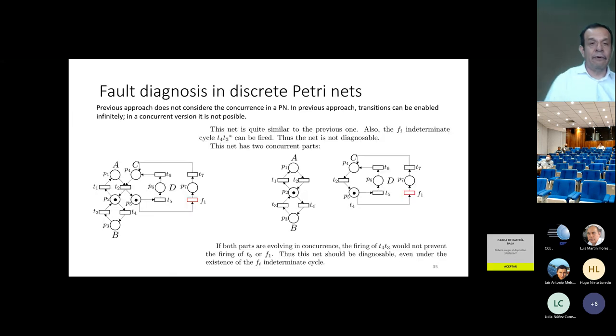And one problem that I found is that in the literature, they analyze the language of the system and they say, for example, that in this case, this net is not diagnosable because there exists this T-semiflow that can be fired infinitely often. And I will not be able to detect the firing of the faulty transition. But when I apply this to a real case, I found that I can detect the fault.